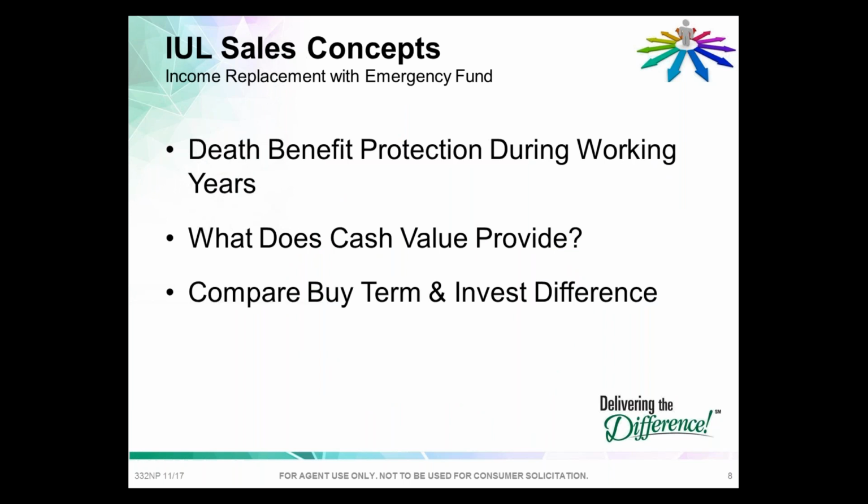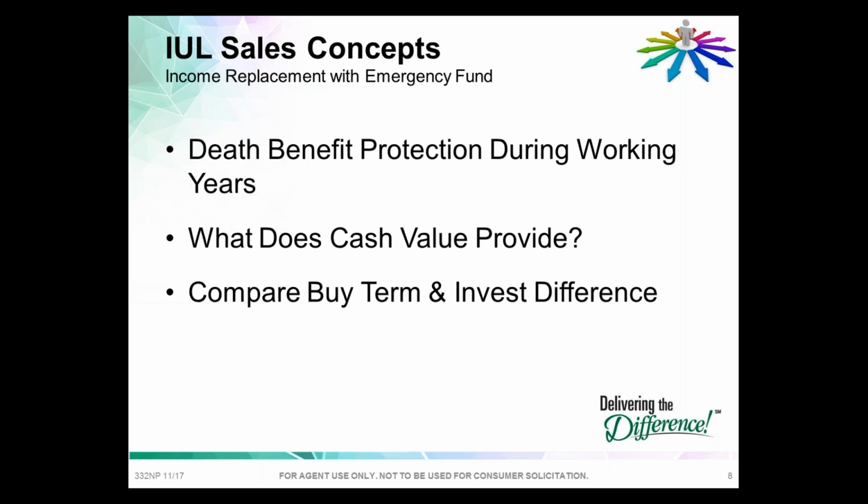The idea here is that many people need death benefit protection during their working years. And you can do that with a term policy. You can certainly do that. But there's an advantage to cash value. So what do you get with cash value that you don't get with, for example, a term policy? Well, cash value provides flexibility and control.